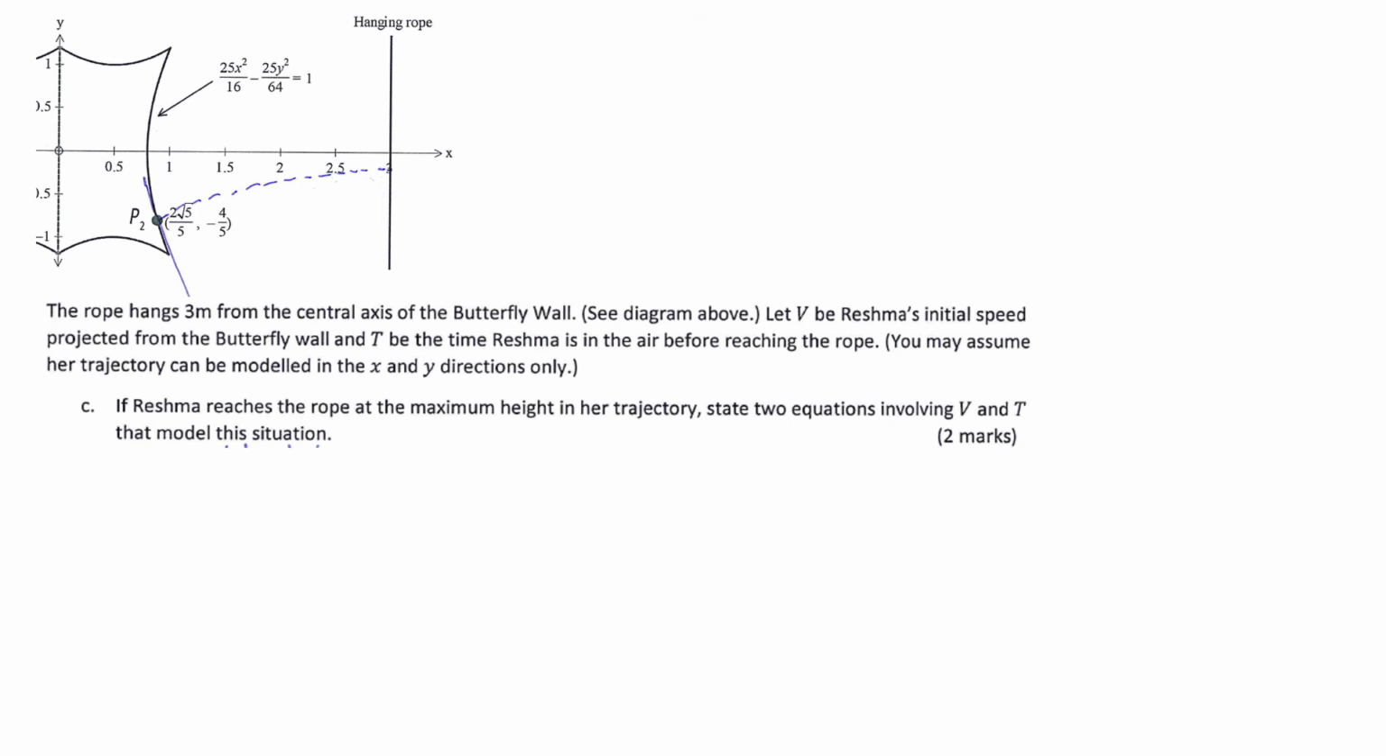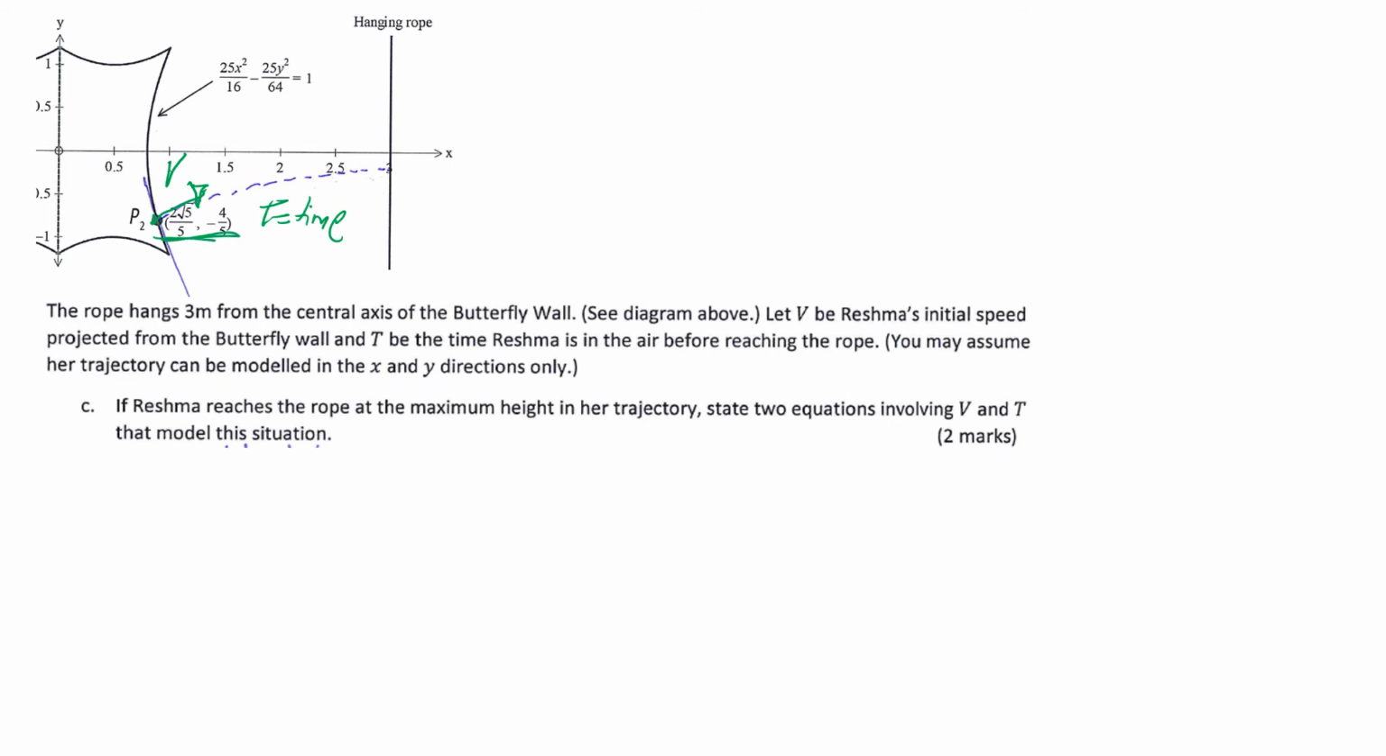Okay, here we are. So the rope hangs 3 meters from the central axis of the butterfly wall. There's the diagram supplied for you. Let V be Reshma's initial speed projected from the butterfly wall, and T be the time Reshma is in the air before reaching the rope. So this is her initial speed, and T is the time that it takes to reach the rope after leaving P2. And there's the coordinates of P2.